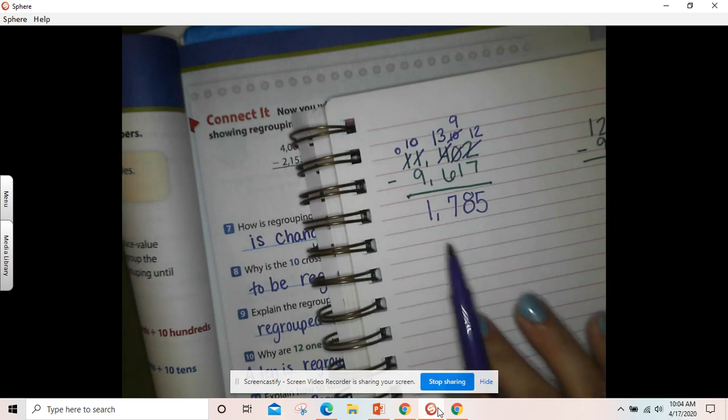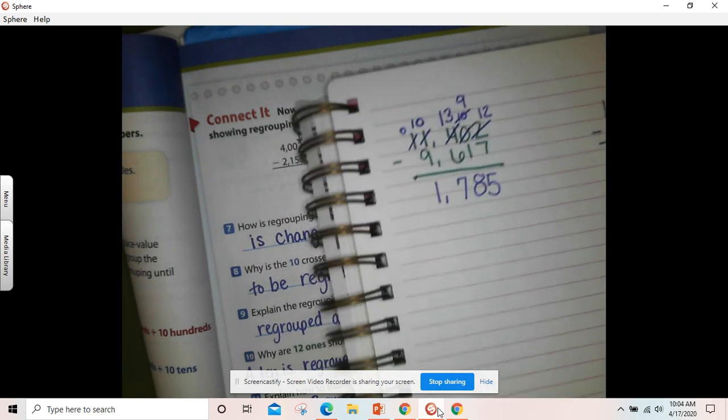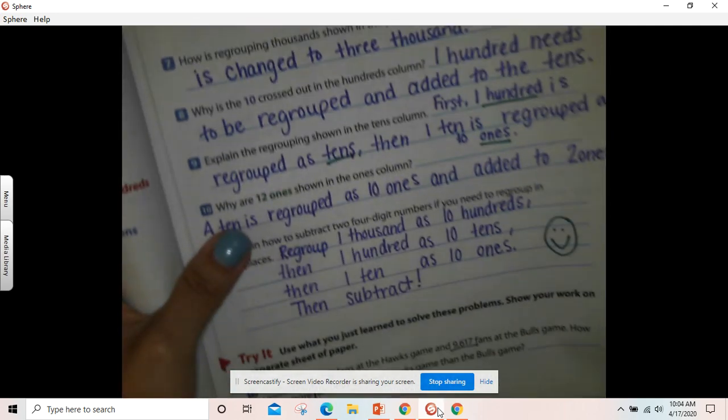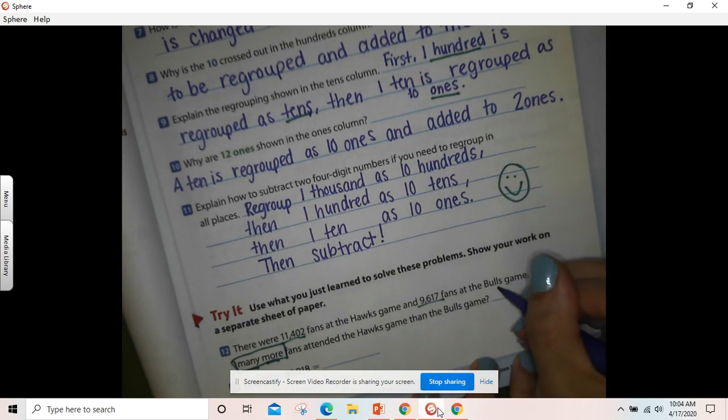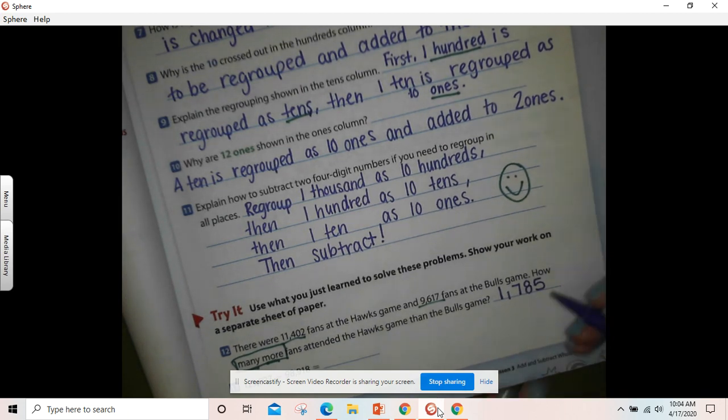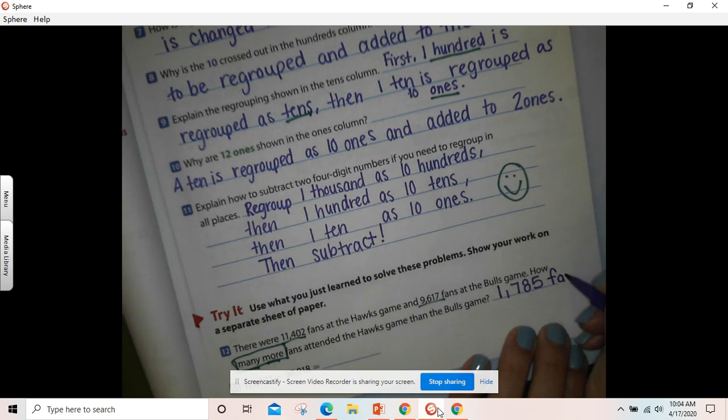So I have 1,785. That is how many more fans attended the Hawks game than the Bulls game. 1,785. All right, fans. Hopefully you did really well on that.